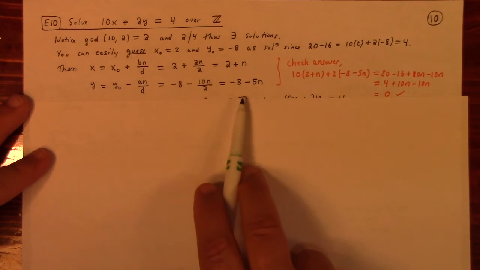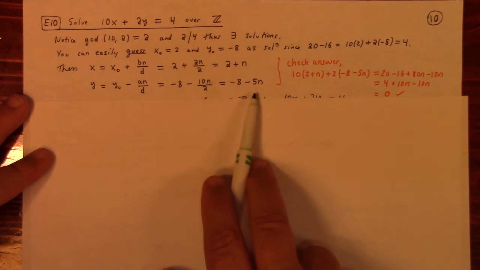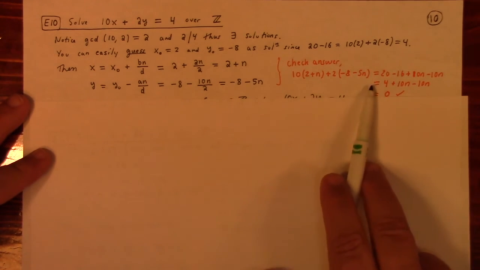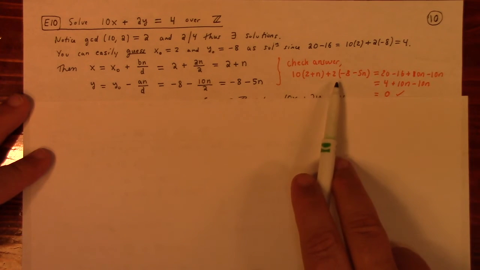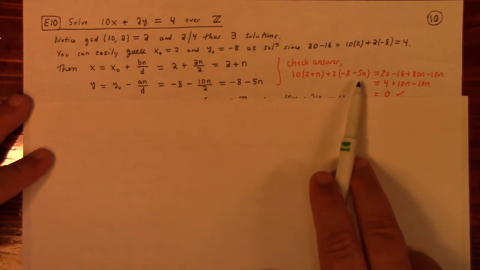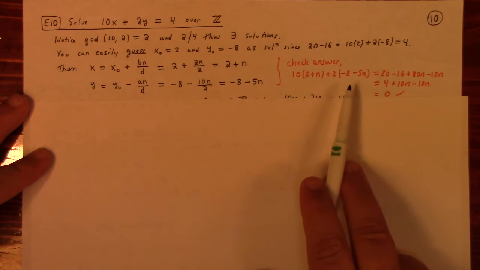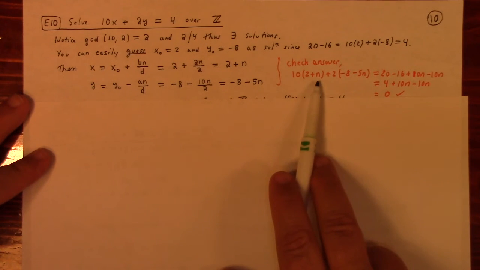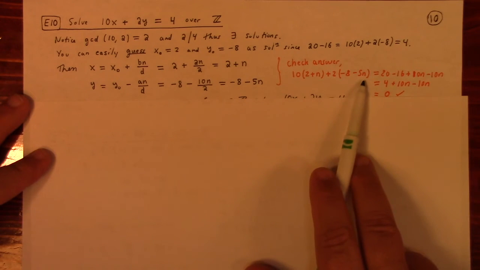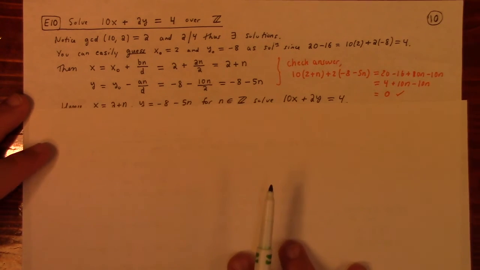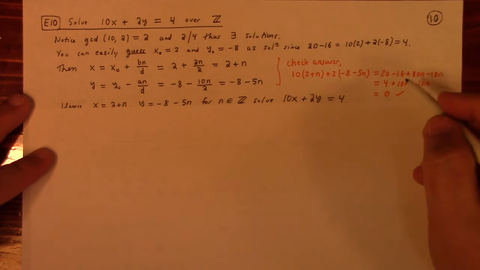We get 2 plus n and minus 8 minus 5n. Quick check on our work. Try to plug it into the equation, see if it works. 10 times 2 plus n plus 2 times minus 8 minus 5n. So we get that 20 minus 16, which gives us 4, and these give us 10 times n, which is 10n. 2 times minus 5n, which is minus 10n. Those cancel to give me back 0.